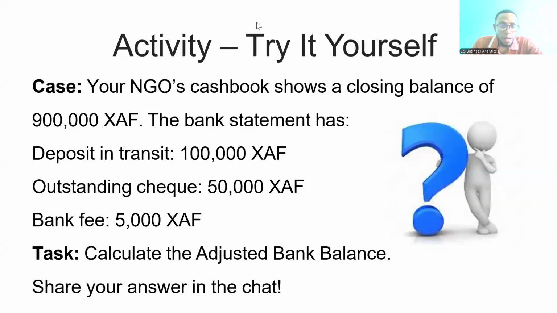So, activity: try it yourself. Your NGO's cash book shows a closing balance of 900,000. The bank statement has a deposit in transit of 100,000, and the outstanding check is 550,000. The bank fee is 5,000. So calculate the adjusted bank balance. Share your answer in the chat, in the WhatsApp forum. If you're following this on YouTube, you can share your answer in the comment section. So try it yourself.